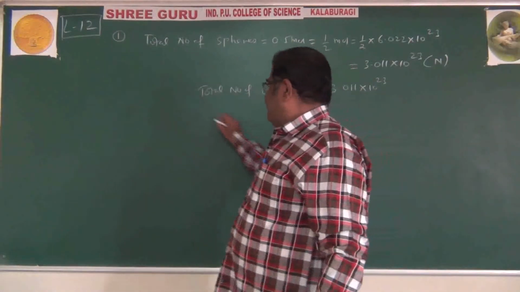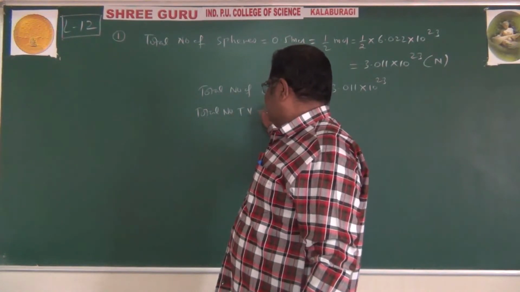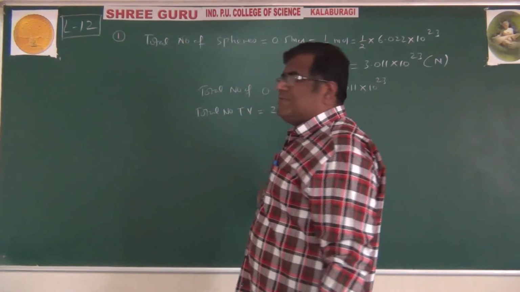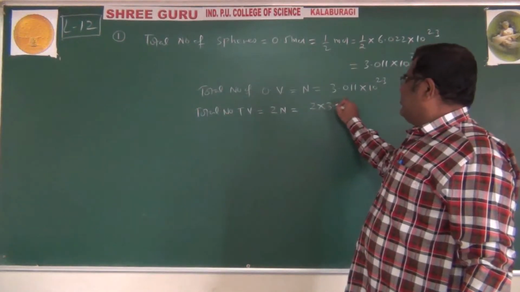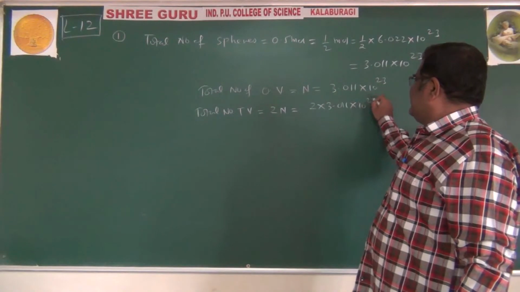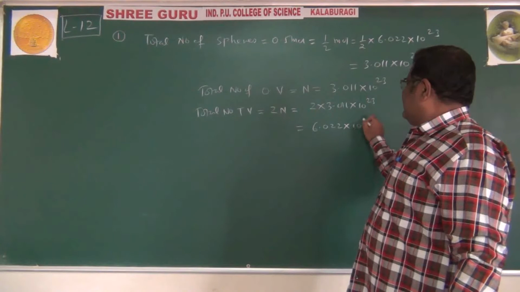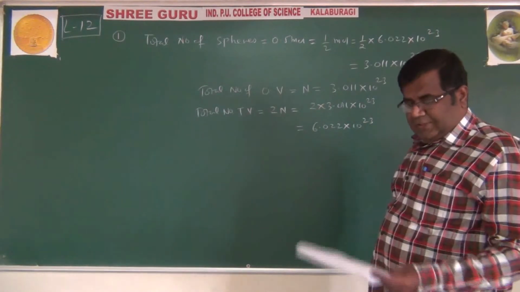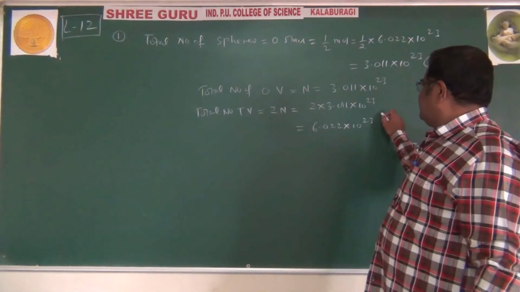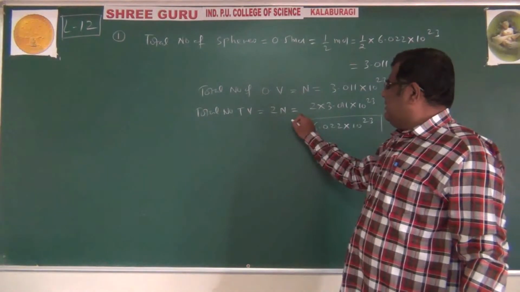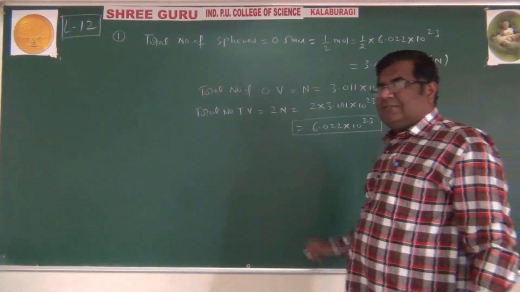Total number of tetrahedral voids is 2 times of these particles, 2 times of 3.011 into 10 raised to 23, which happens to be equal to Avogadro number. So this is total number of tetrahedral voids. And they also asked how many of them are tetrahedral, that is the question they asked.